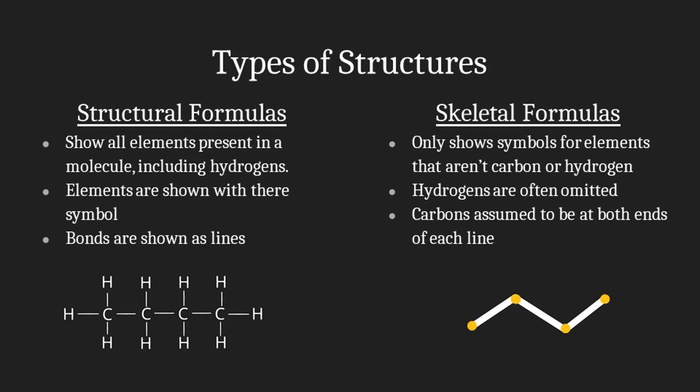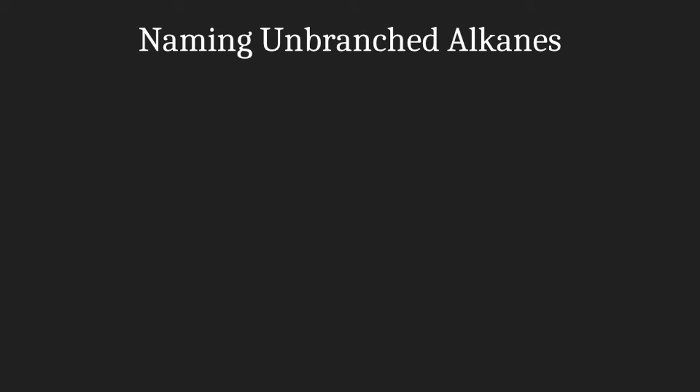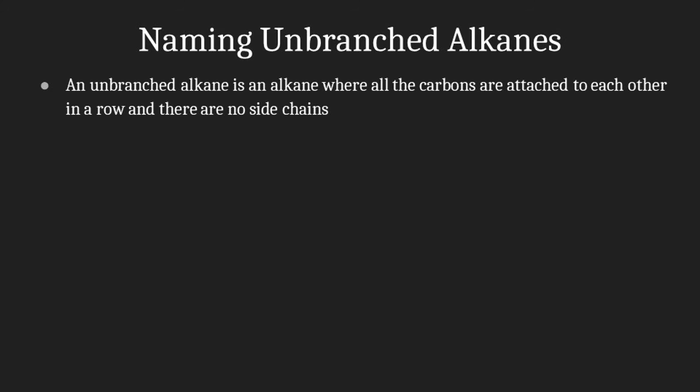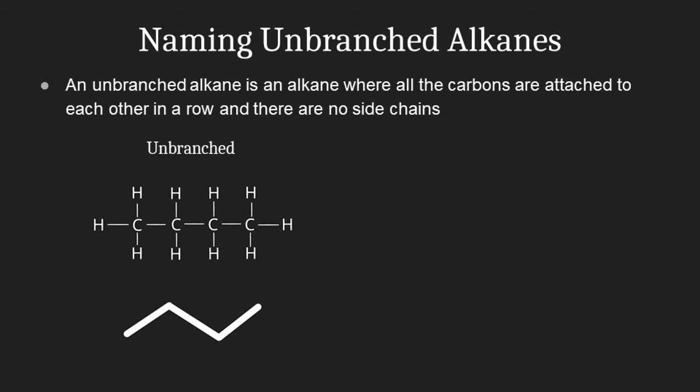Now that we've talked about types of structures, we could talk about naming unbranched alkanes or naming unbranched hydrocarbons altogether. An unbranched alkane is an alkane where all the carbons are attached to each other in a row and there are no side chains. If we look at some examples of unbranched alkanes that were on the last slide, we see that the carbons go, maybe not in a straight line, but in a line in such a way that we could draw them without picking up our pencil or crossing our path.